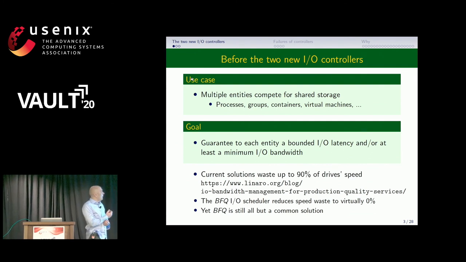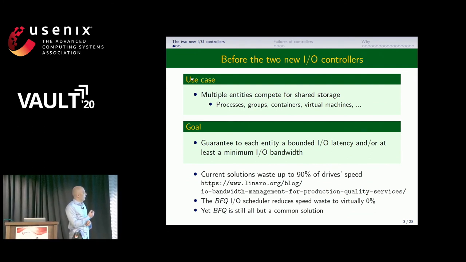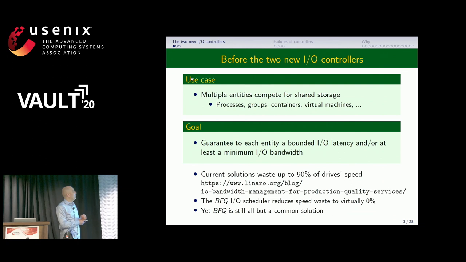So the use case of interest for these controllers is when you have multiple entities that compete for some shared storage. Entities may be anything: processes, groups, containers, virtual machines, whatever you want. The goal is to guarantee to each of these entities at least a bounded latency or also a minimum bandwidth, minimum IO bandwidth.